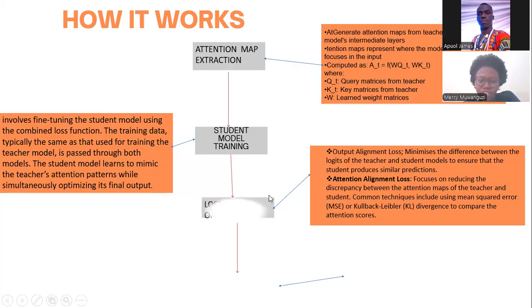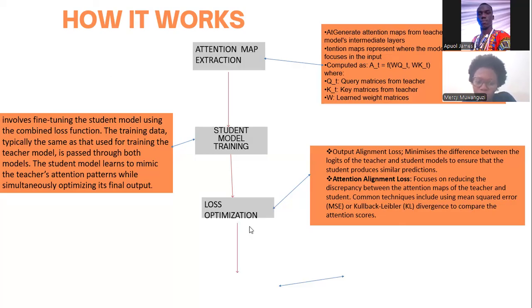Then after that, the next process will be the loss optimization. So here we are trying to ensure that there is less loss in the accuracy of the model. And how we do this, we have what we call the output alignment loss, which minimizes the difference between the logits of the teacher and the student model. And then we have the attention alignment loss, which focuses on reducing the disparity between the attention maps of the teacher and the student model. And we have the techniques of mean squared error and the Kullback-Leibler divergence.